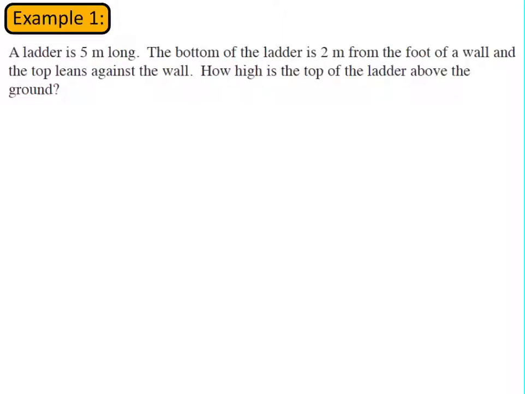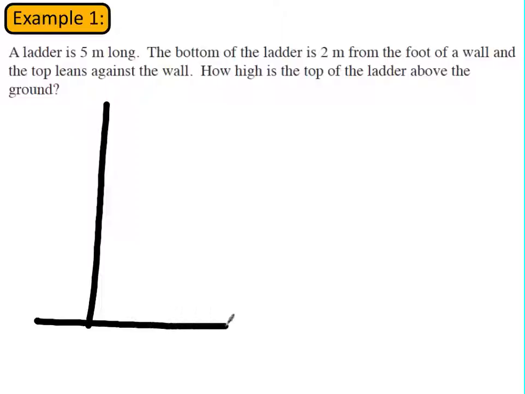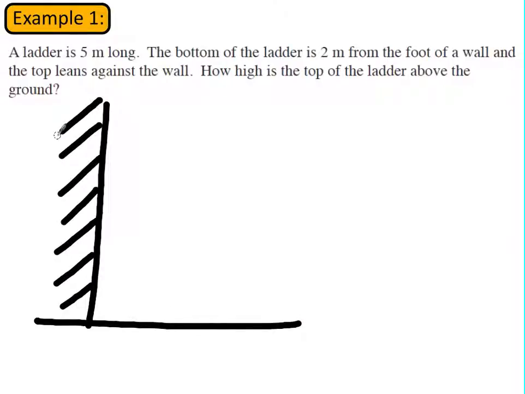As you can see, we've got a ladder that's 5 meters long, and the bottom of the ladder is 2 meters from the foot of a wall, and it's leaning against that wall. How high is the top of the ladder above the ground? So what we need to do is draw a picture of exactly what this looks like. There's the wall, there's the ground, and we've got this ladder there like that, and this has formed a right angle triangle. So let's try to put some numbers in there.